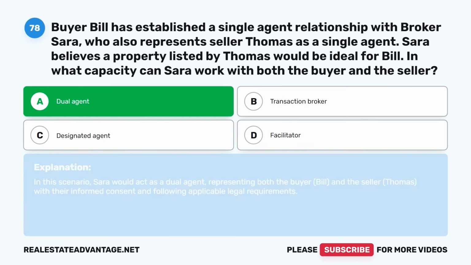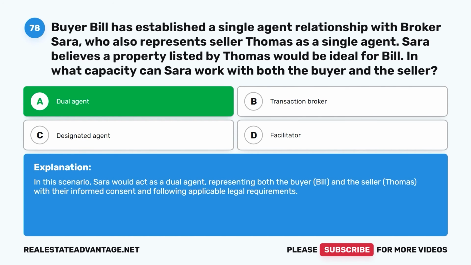Dual agent. In this scenario, Sarah would act as a dual agent, representing both the buyer, Bill, and the seller, Thomas, with their informed consent and following applicable legal requirements.